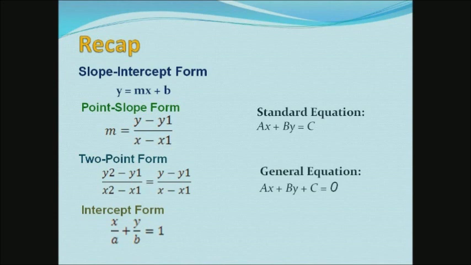That simply means ax is the term with the x variable plus by, that is the term with the y variable, equals the constant term. And for our general equation, we have ax plus by plus c equals 0, or we can say the term with the x variable plus the term with the y variable plus the constant equals 0, and that is our general equation.